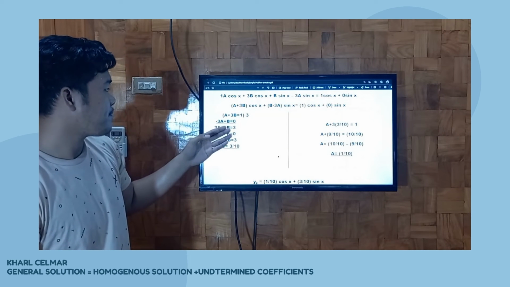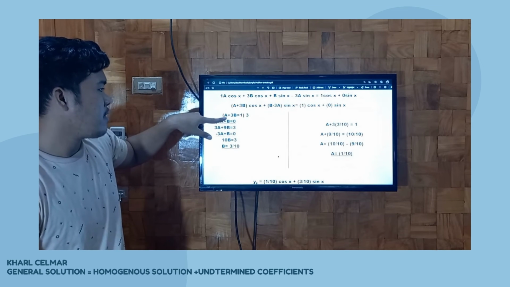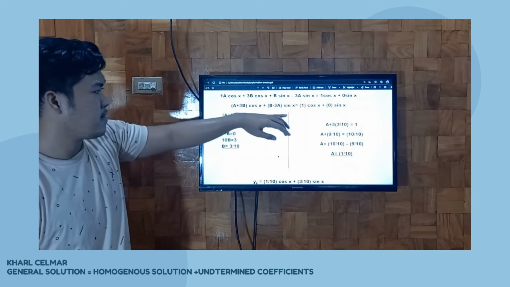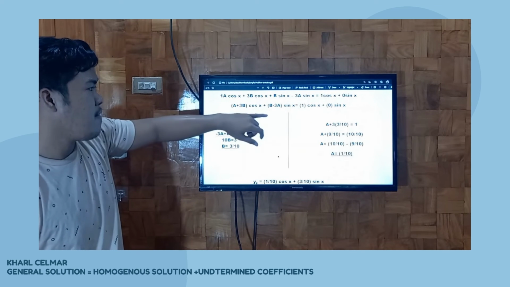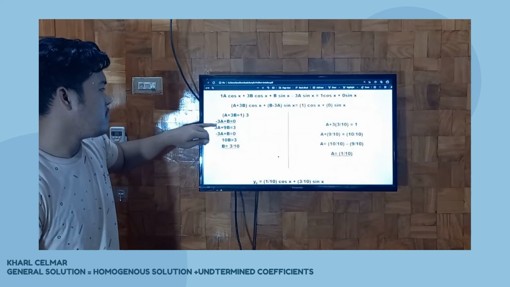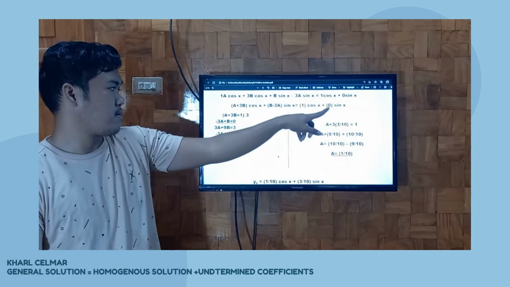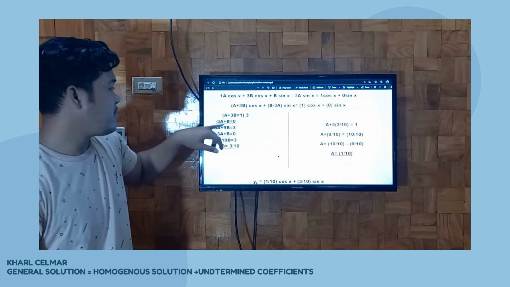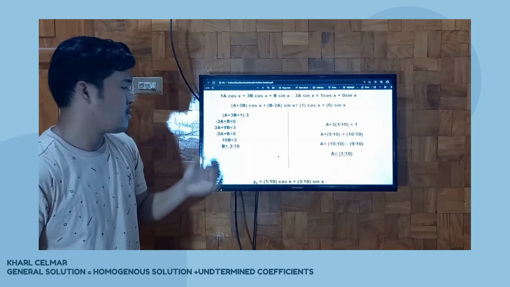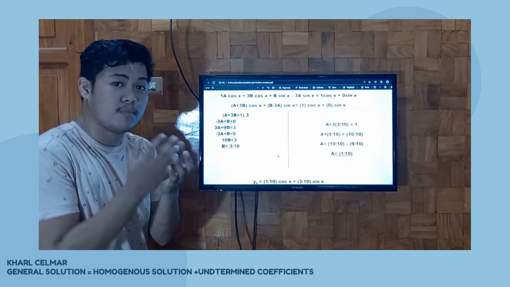So it is here. Then we copy the coefficient of the sine x here. So b minus 3a, then 0. So we will put here negative 3a plus b is equal to 0. b minus 3a and negative 3a plus b are the same. I just interchanged it. So when using the elimination method, it will become simpler.